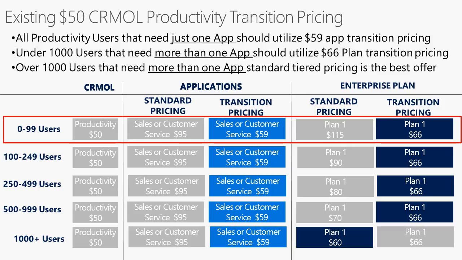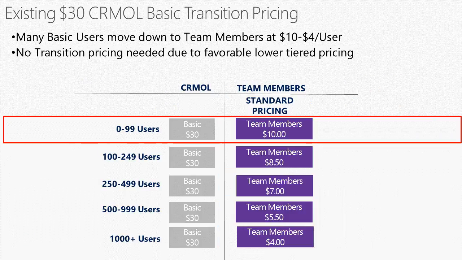Now, what we also had available at the same time is that if you happen to have purchased Office 365 E3, a plan that included some of the Office apps, then you were also eligible for the CRM Online Productivity SKU. That cost a little bit less at $50, but there is a transition price for those customers who had that SKU available to them and were using it on October 31st. And that transition price would be $59 for the individual app and $66 if you happen to purchase the full plan instead.